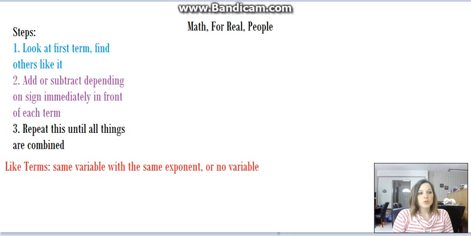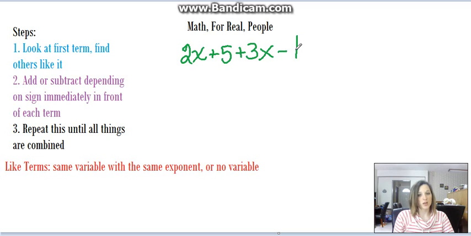So here's what we're looking at. We're going to be looking at a situation such as this. So if you have 2x plus 5 plus 3x minus 1, looking at this, you want to combine your like terms.